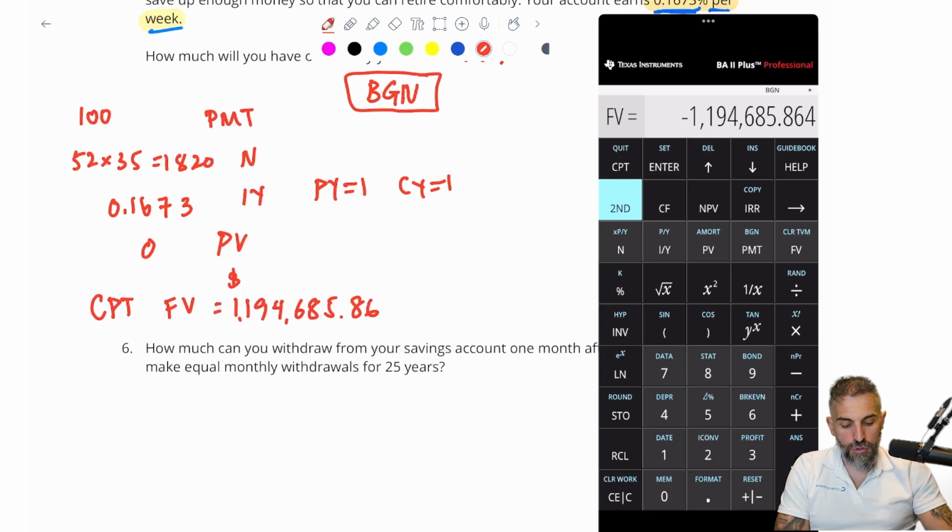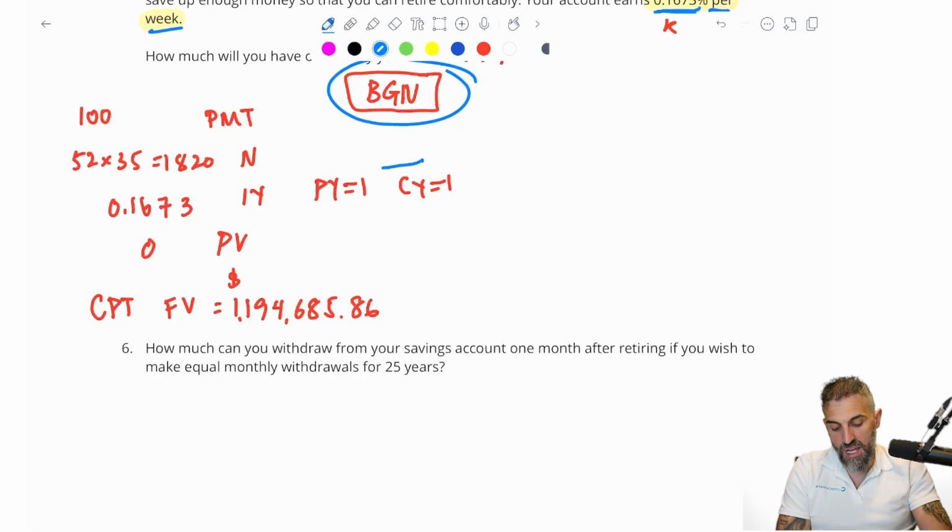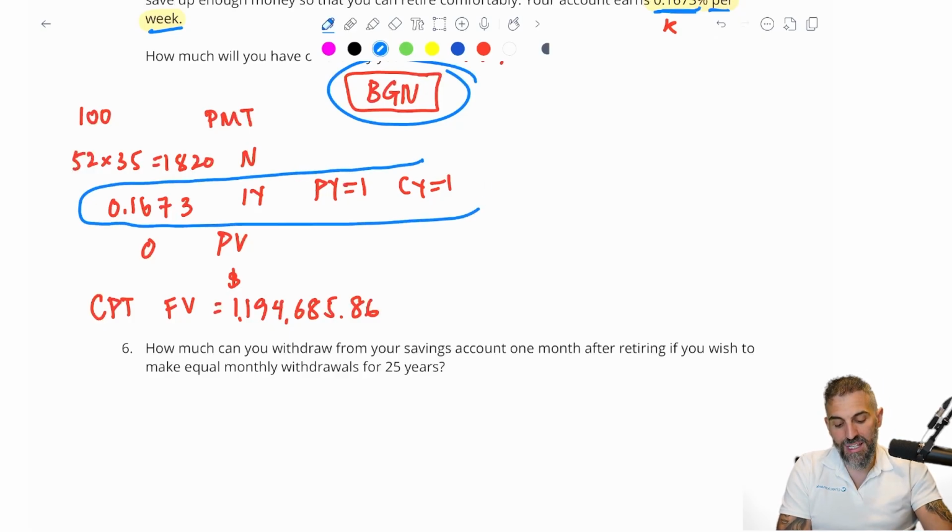If you forget to turn on BGN, you could do everything right, and you'll get a number that is close. And I bet you that'll be one of the choices, but it'll be wrong, right? Because you forgot to turn on BGN, so now the calculator solved it as if the payments were at the end of the period. Okay. So 2 really important things we learned in that chapter: how to turn BGN on and off, and what to do on your calculator if you're given the effective rate.